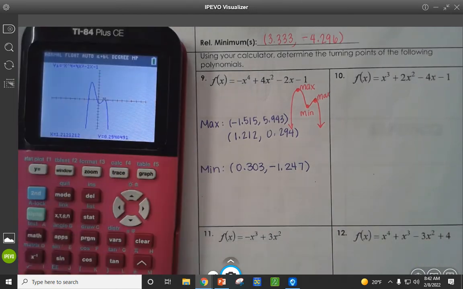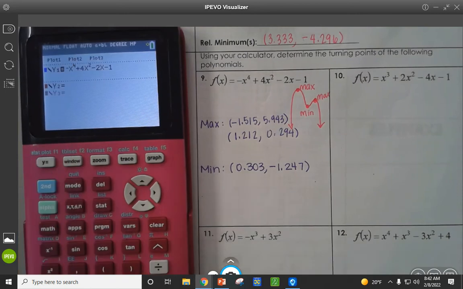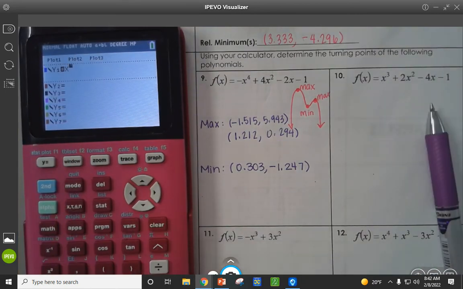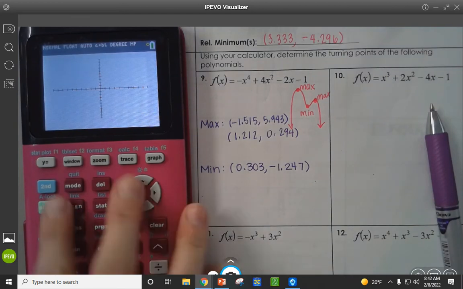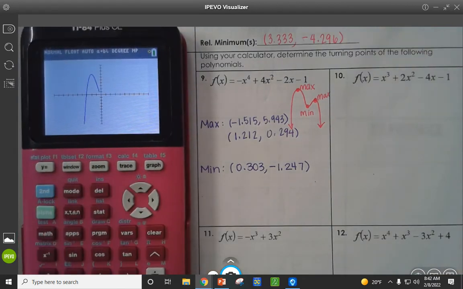Number 10. Any questions on number 9? All right, so let's move on to number 10. Go to your y equals and type in this equation. We have one max and one min.